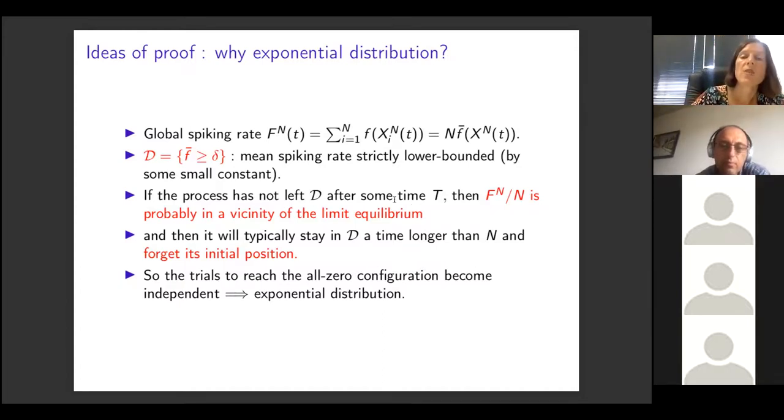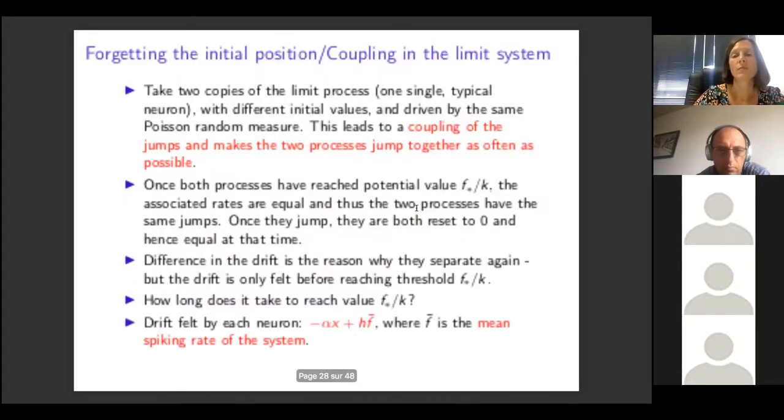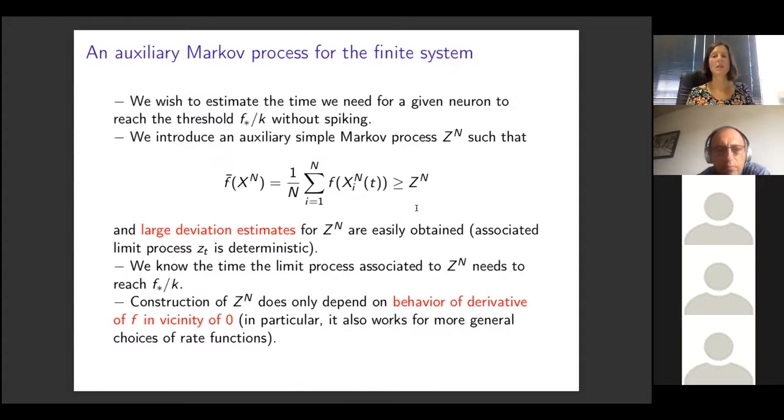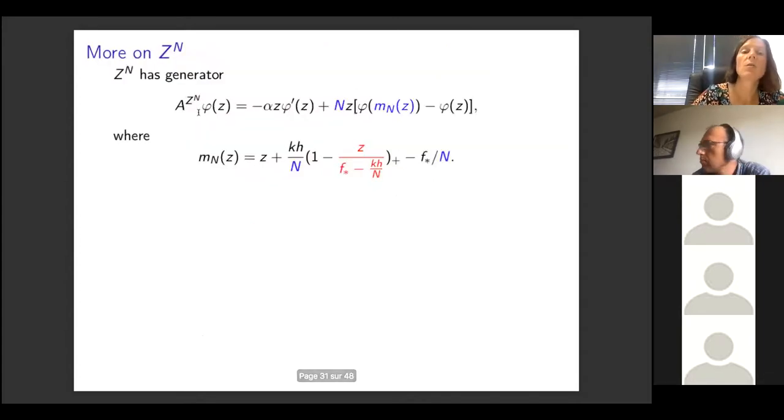Okay. Actually, I'm not completely honest here because it's not a vicinity of the true limit equilibrium. It's the vicinity of an auxiliary limit equilibrium that we constructed by this auxiliary process. I try to explain this here. All we did is based on the idea to compare the mean spiking rate of the system to an auxiliary jump process, also a PDMP, for which we know the exact large deviation estimate. And this jump process, I can show you the generator. Please don't look at it. All I wanted to say is that the jump term, which is the blue one, is only of order 1/N. So it only has small jumps.